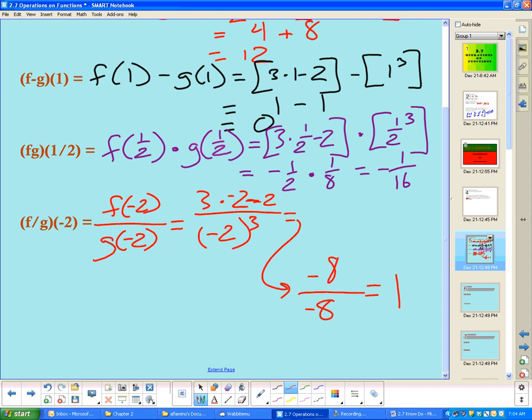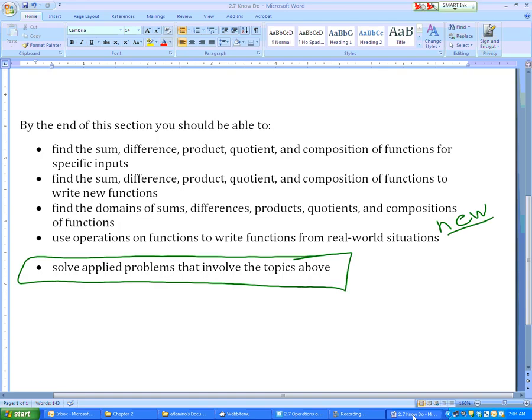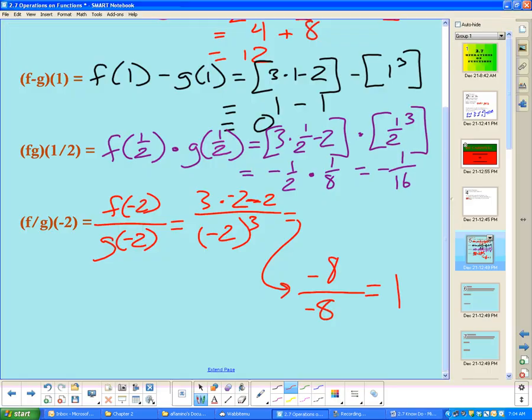That is how you simply find and evaluate operations on functions for a specific value. Going back to my know-do list, that's what we just looked at right there. We haven't taken care of composition yet, but we did it for a specific input. So on the list of things to know and do, that's what I mean by a specific input.